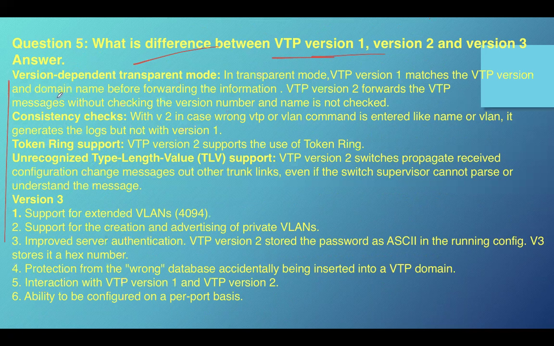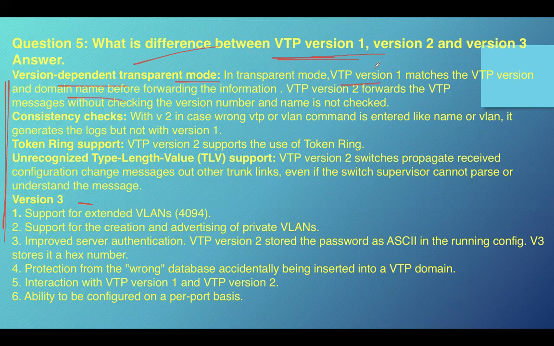VTP version 1 is version dependent in transparent mode. This is a very good question, and it could be confusing, but I'm sure that if you read it properly, you would understand the difference between them. So let me talk a little bit about it. Version dependent transparent mode: if it is in transparent mode and running VTP version 1, it matches the VTP version and domain name.